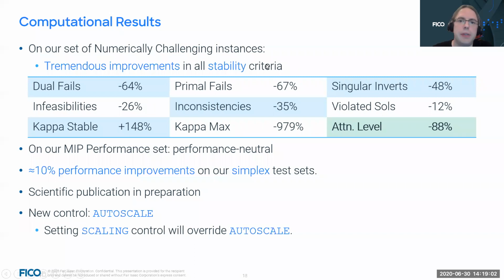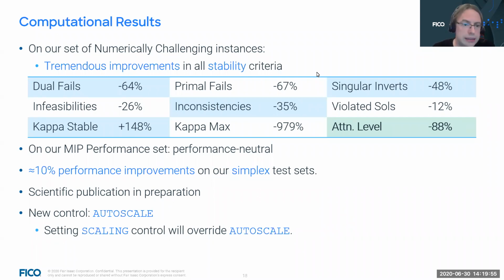Okay, so we obviously achieved our goal of reducing the attention level if we use this model within the solver, but does this also improve the numeric behavior of the solver? And what we found is that we see tremendous improvements in all different kinds of stability criteria that we can come up with. So after using this learning to scale model, we observed on average 64% less dual failures in the model, 67% less primal failures, less singular inverts, less instances that went unexpectedly infeasible, less inconsistent results, less solutions with violations that are outside the thresholds.